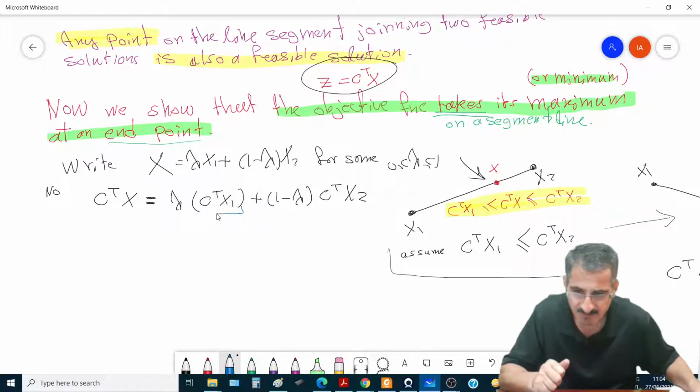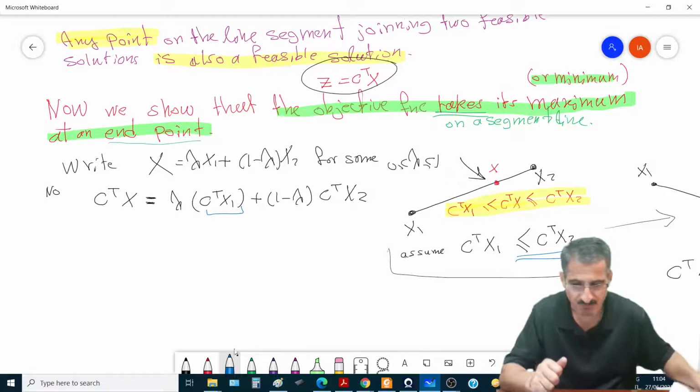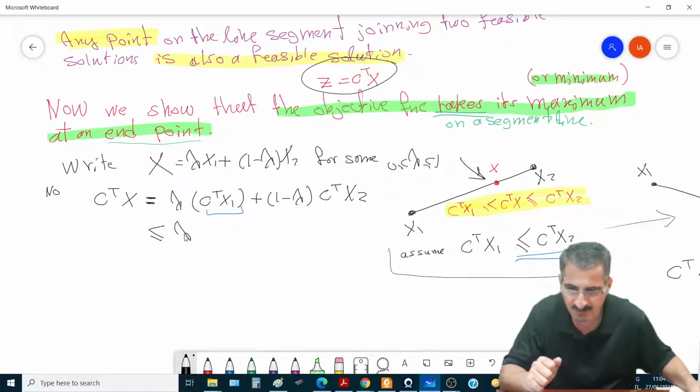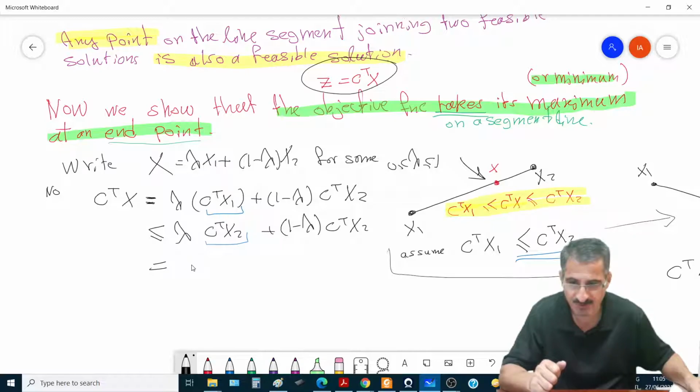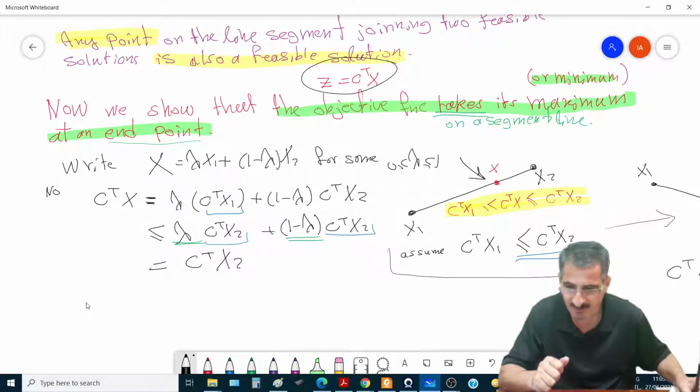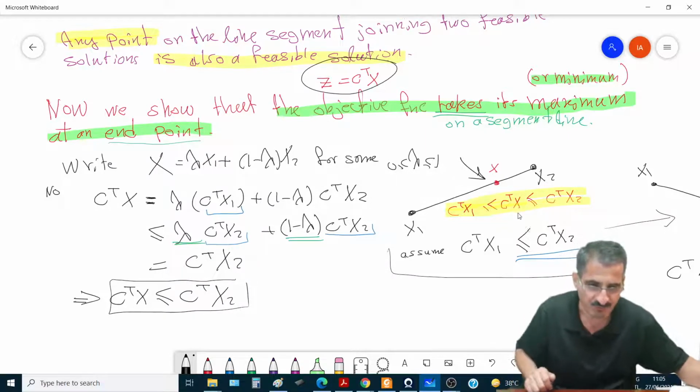This here is less than or equal C2. So we will replace it. So this is lambda less than lambda C2 C transpose x2. So I replace C transpose x1 by C transpose x2, plus 1 minus lambda C transpose x2. But this together brings us to C transpose x2, right? Because I have lambda here and 1 minus lambda here multiplied by the same amount. So what I got here is that the objective function takes the value less than or equal to C transpose x2. So I got this. Now I want to prove the other inequality.